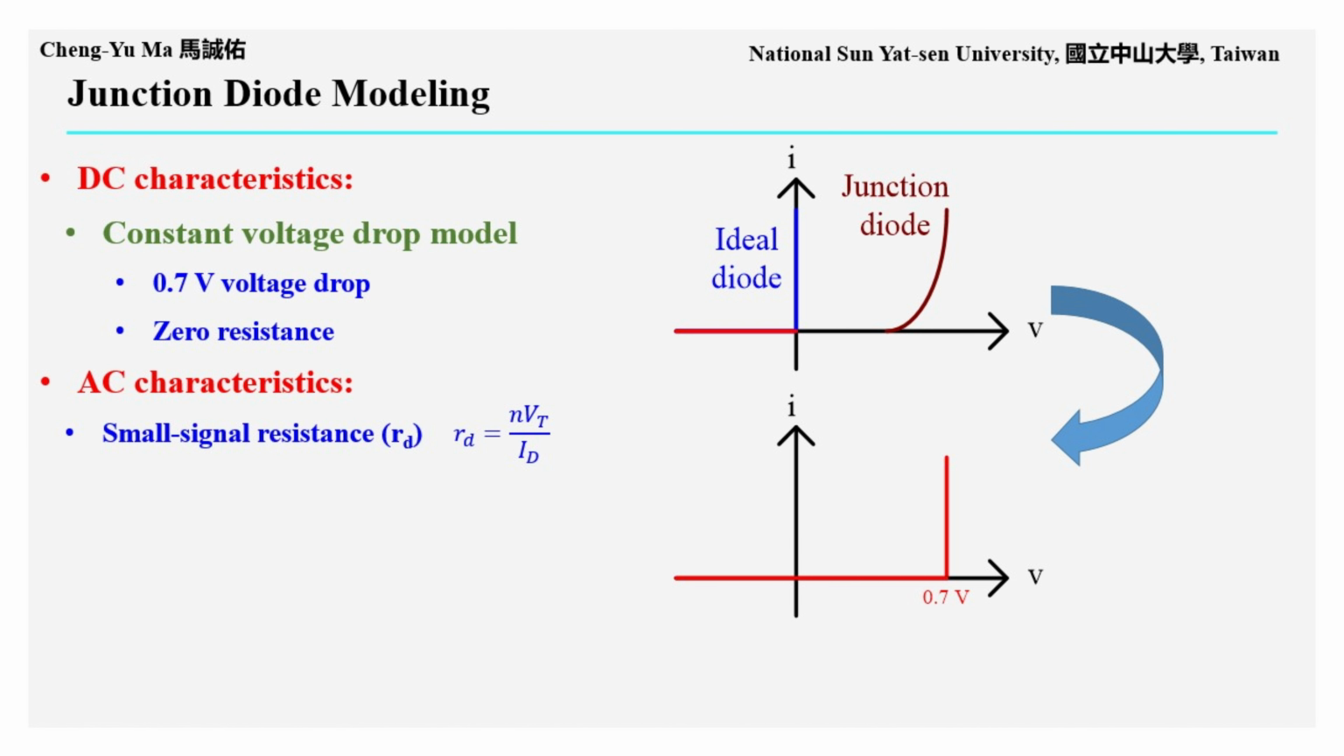Let us first review the characteristics of a junction diode. In DC analysis, if the diode is forward biased and conducting, we can use the constant voltage drop model. The diode voltage is approximately 0.7 volts, and its DC resistance is treated as zero. However, when a small AC signal is applied on top of the forward bias operating point, the diode appears as an equivalent small signal resistance, RD, to the AC signal.